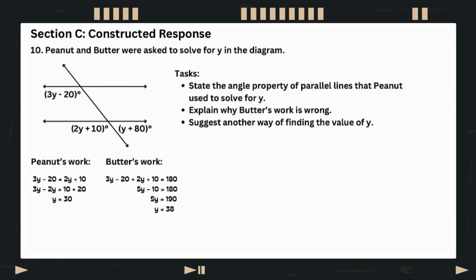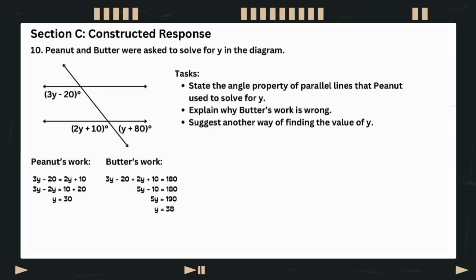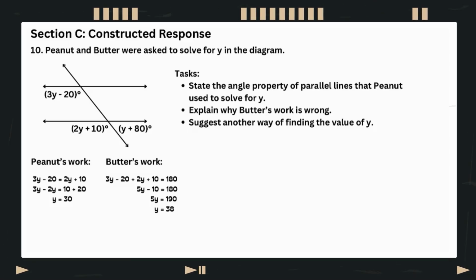Question 10. Peanut and Butter were asked to solve for y in the diagram. So Peanut's work and Butter's work are shown on the screen. And again, this figure is a parallel line cut by a transversal. Now, the tasks are: state the angle property of parallel lines that Peanut used to solve for y, explain why Butter's work is wrong, and suggest another way of finding the value of y.